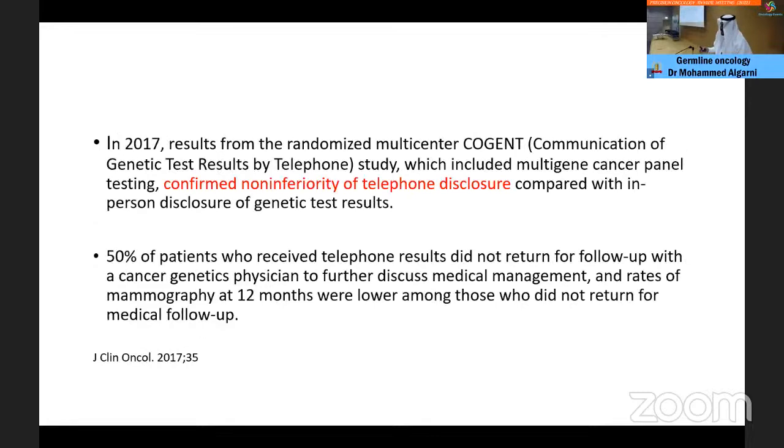Telegenetics has been there for some time. It was studied in different studies, and they found it's non-inferior to having the patient physically available for genetic counseling. However, the only downside they found is that patients who have phone consultation or follow-up are less likely to do their risk reduction interventions, for example, compliance with mammograms and other screening recommendations.